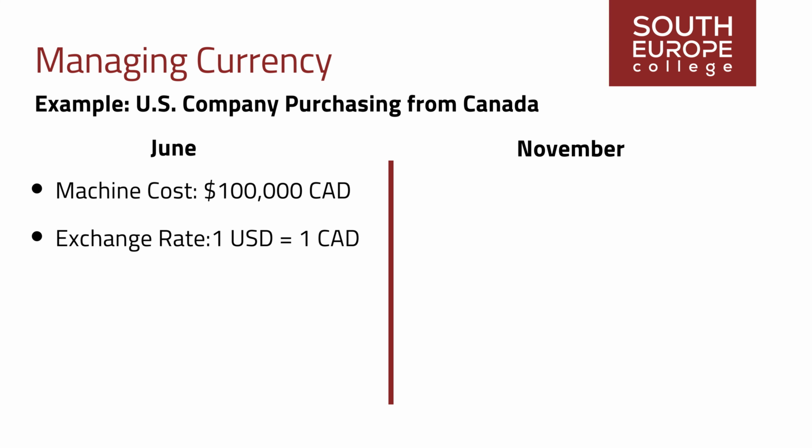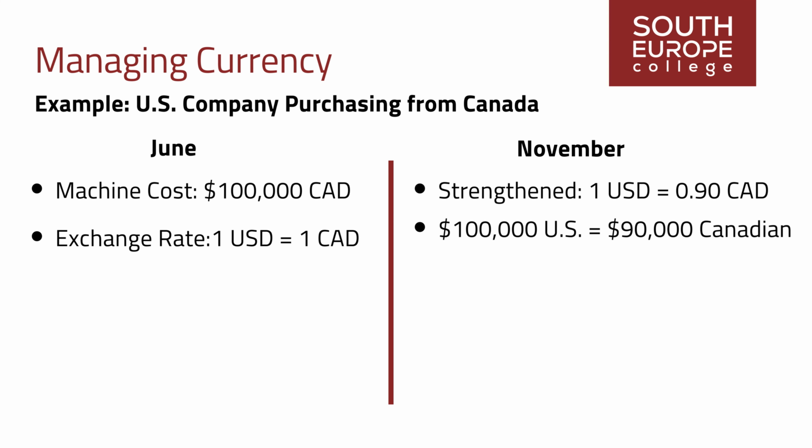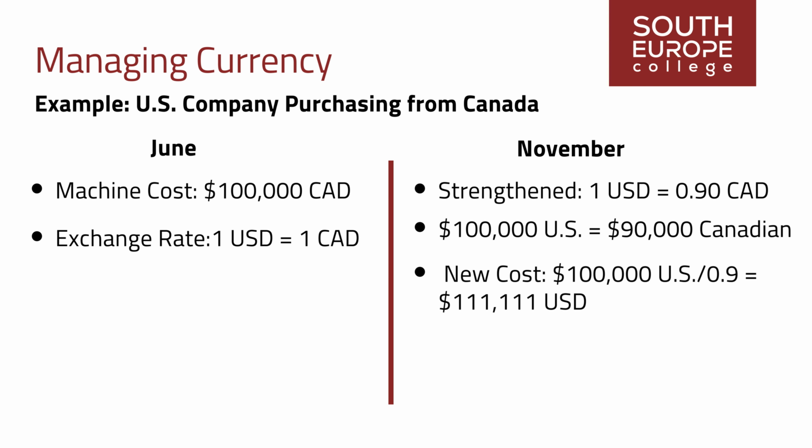By November, however, the Canadian dollar has strengthened to the point where $1 US equals 90 cents Canadian. It now takes less than $1 Canadian dollar to purchase a US dollar. Now, $100,000 US equals only $90,000 Canadian. This US firm needs $100,000 Canadian to pay for the machine. After applying the exchange rate, $100,000 US divided by 0.9 equals $111,111.